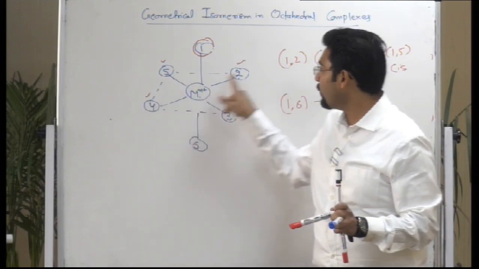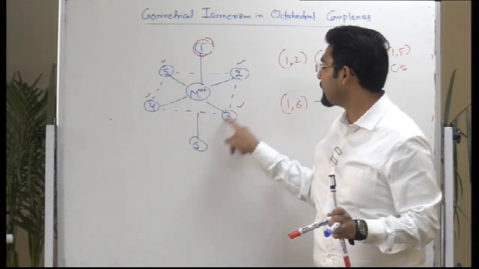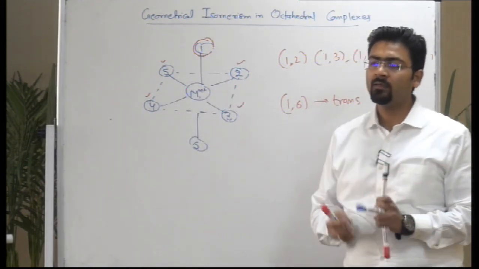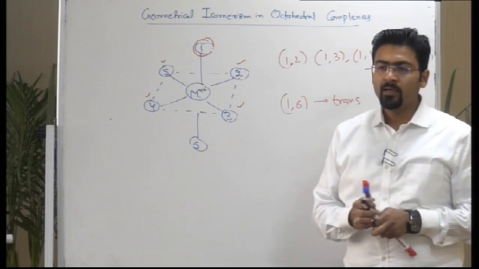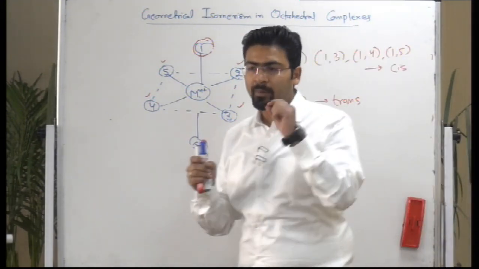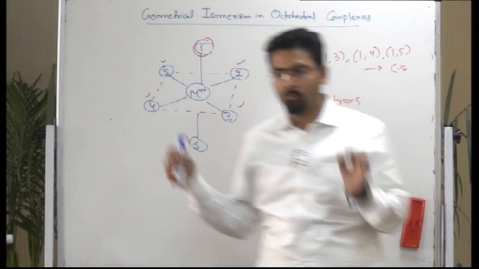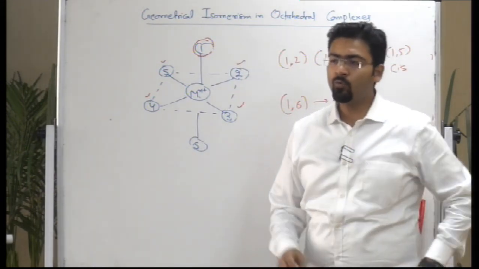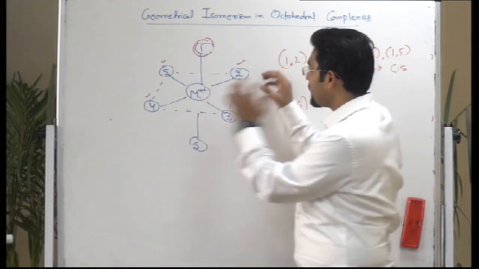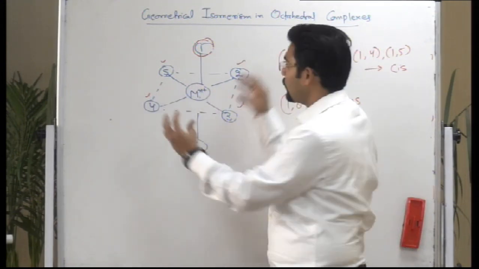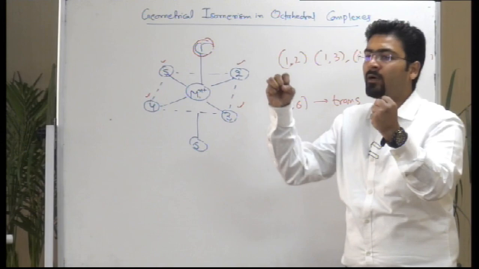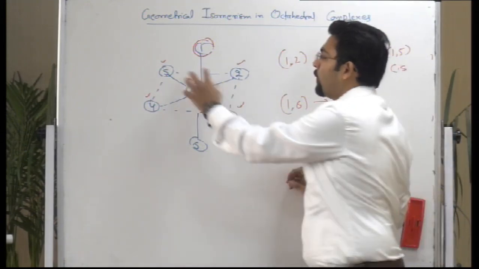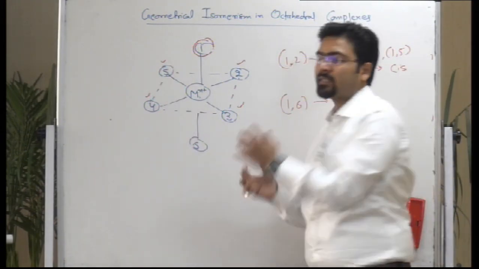Similarly, if I take 4 and 2 on the vertical axis, then 1, 5, 3 and 6 will form a square plane. So all you have to do is pick the 2 points which are opposite to each other, hold these 2 points, and do what? In octahedral geometry, for example, if I want to bring 2 and 4 to the vertical, you hold 2 and 4 and rotate them to the vertical. What will happen is 1, 5, 3 and 6 will come on the square plane.